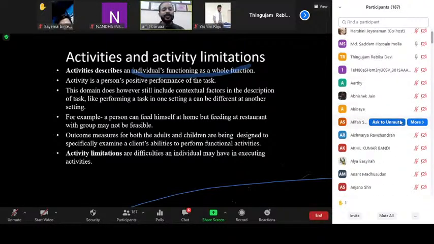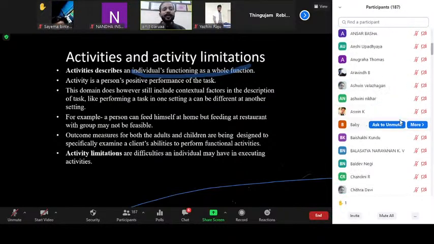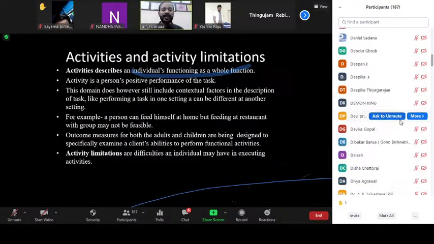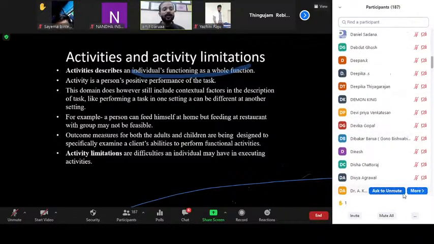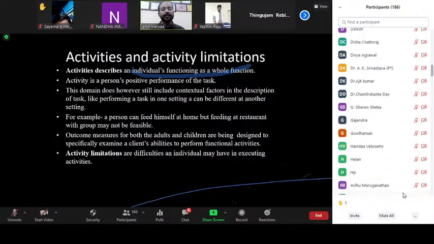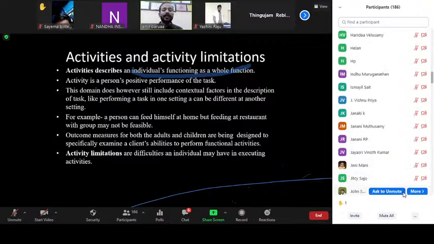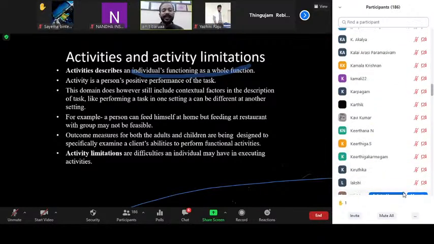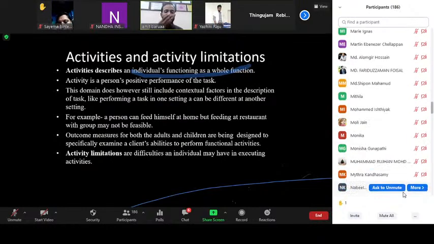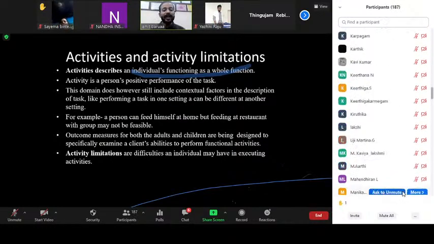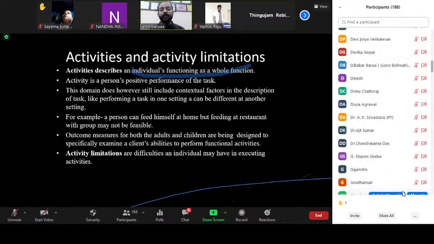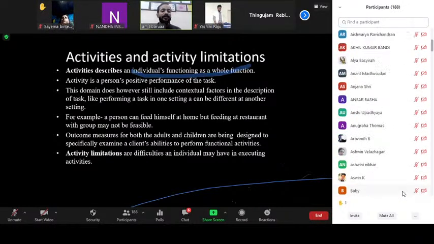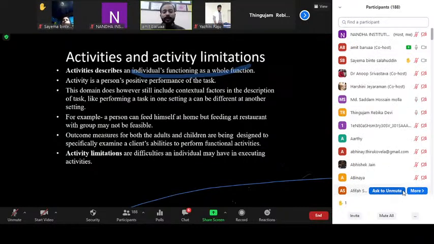Activity is the person's positive performance toward the task. For example, a person can feed himself at home, but feeding at restaurants or in groups does not look feasible, maybe because of a time factor or the pattern of feeding, like mashing everything. He is independent, but it does not look good when I'm in a restaurant or sitting in a group. Outcome measures for both adults and children are designed specifically, and the activity limitation is always toward the difficulties, what he is not able to do.